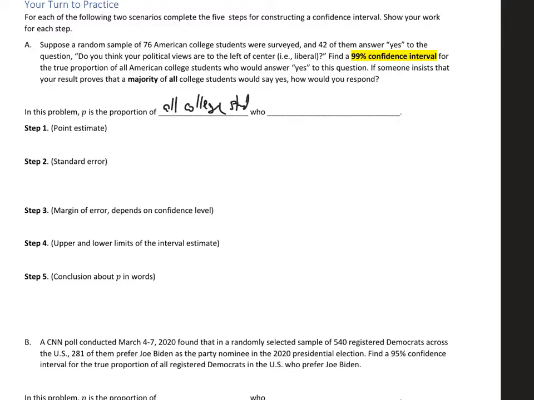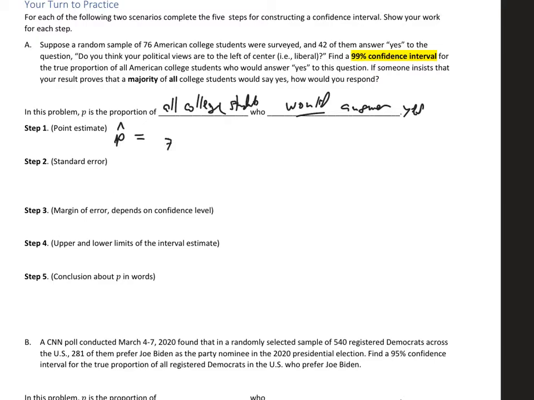All college students, I guess it's all American college students, who would answer yes to this question if we could ask them all. So the main thing there is that P is a proportion in the population, so it's not measurable, which is why we're using a confidence interval to estimate it. What we call the point estimate, that's our sample proportion, so that's what we call P hat. That is the exact same thing that P is, but instead of proportion of all college students, which is not knowable, we're talking about the proportion of the college students who we surveyed, which is knowable.